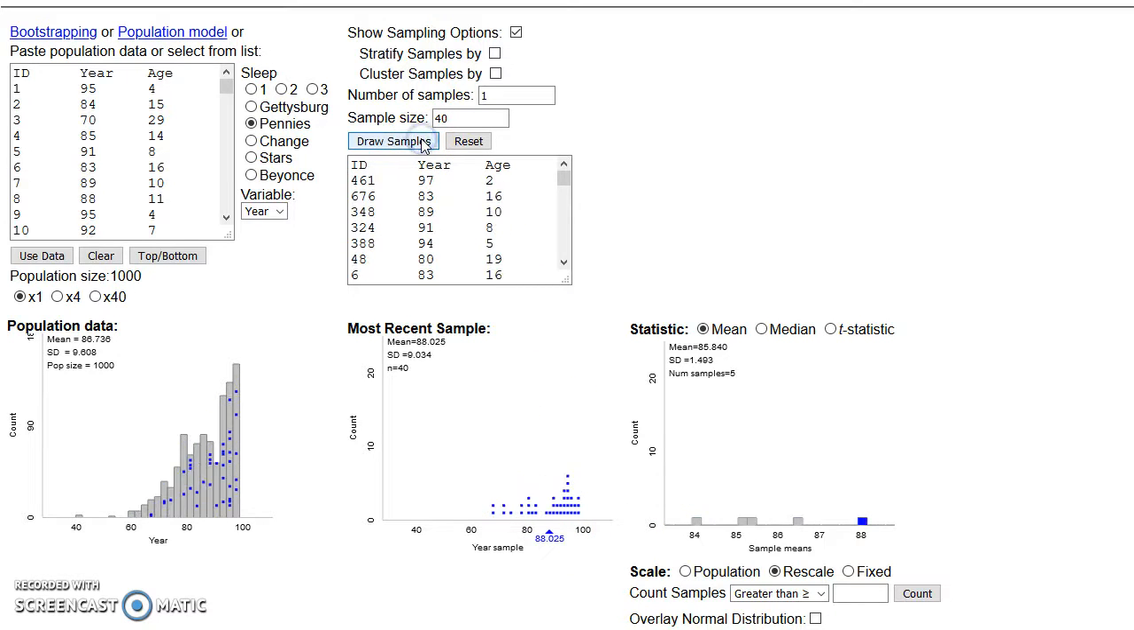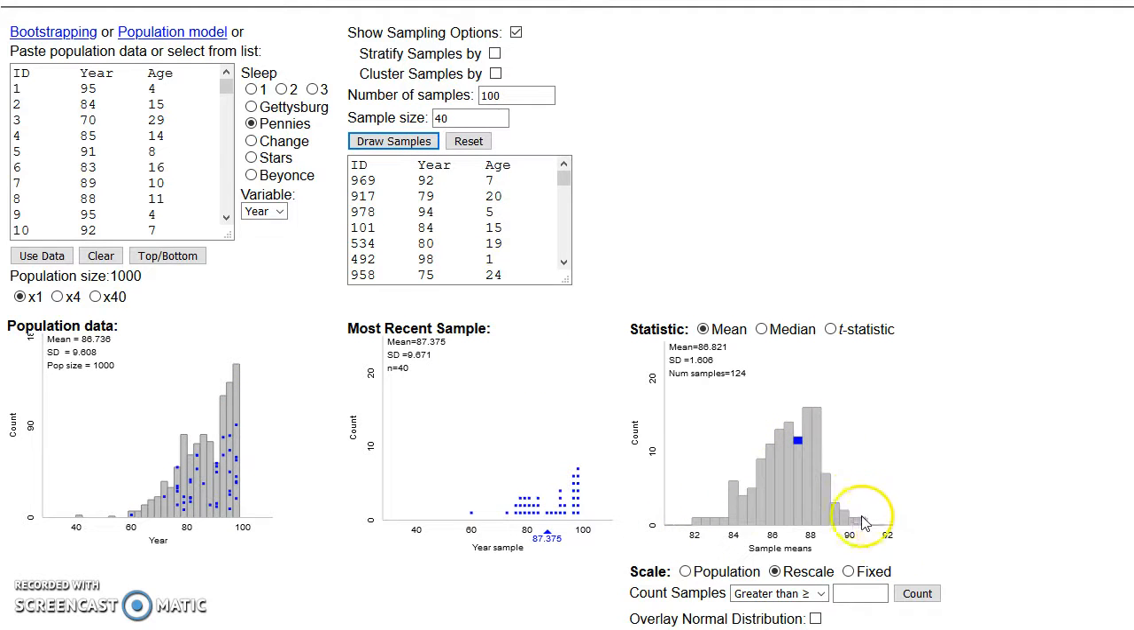You can see this column is adding the location of these sample means. It's creating a histogram of these sample averages so that we can see the distribution. As not to take too long, I'm going to start taking 100 samples at a time. So we take 100 samples of size 40. There we go. You can see the sampling distribution taking shape now.